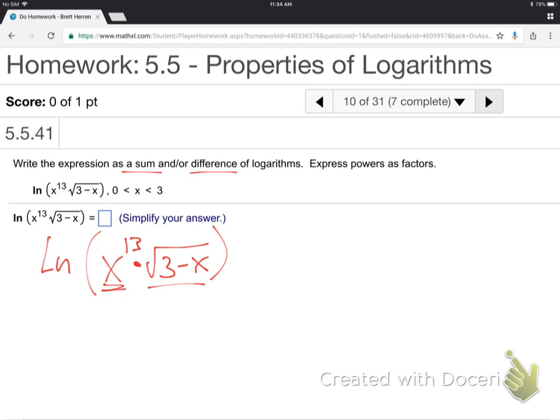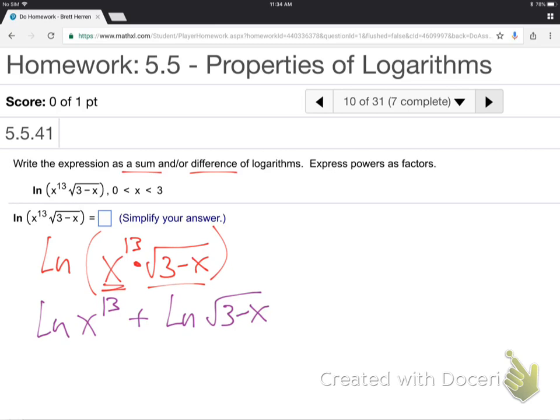Break that into 2. So that would become ln of x to the 13th plus ln of root of 3 minus x. Good so far? How we doing? So a harder job for 1 log, multiplying, becomes an easier job for 2, adding.